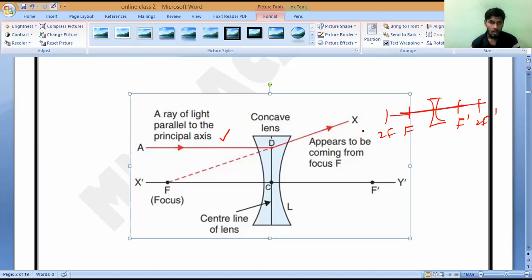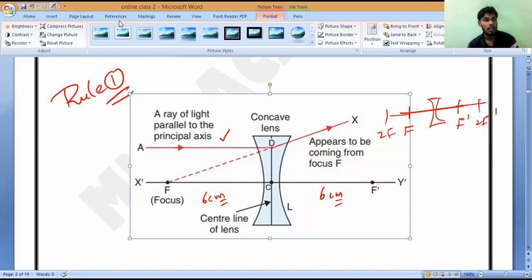This is case number 1. All of you should remember: when you insert the incident ray parallel to the principal axis, the refracted ray after going through the lens appears to be coming from the focus. This is rule number 1. All of you draw. If you want a clear image, take the focal length a little more: take F equal to 6 centimeters in your notebook. Always fix it in the exam too, because then the image will come more clear.